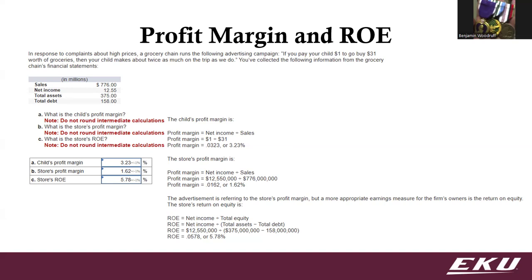So using the net income and then the total equity of the firm, we have the assets and the debt. So you could subtract debt from assets, and that'll give you equity. The net income divided by the equity would give you the ROE of about 5.7. So as an investor, right, you're not getting 1.62%, you're getting 5.78%. That's what your return is.